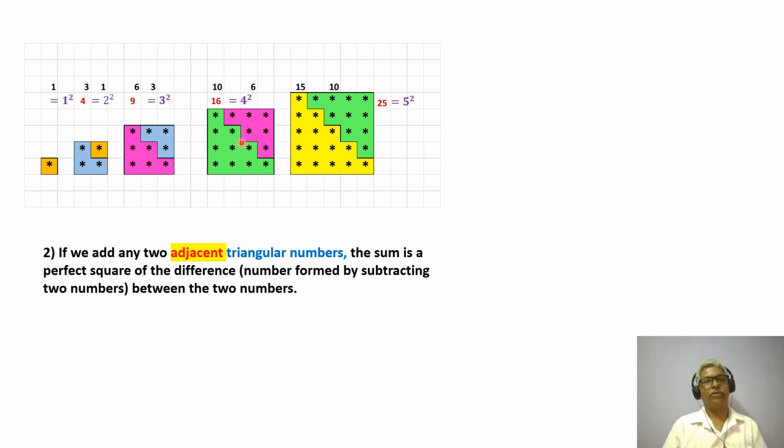So you understand this. Now you just see, this is 10 and here it was 6. If you add these two like this, then that becomes 16. 10 minus 6 is 4, and that is 4 square. Similarly here, you try this, 15 and is given here. This is another property of triangular numbers, that if we add two adjacent triangular numbers, the sum is the perfect square of the difference between the two numbers. Try to understand it, you will get it. So go ahead.